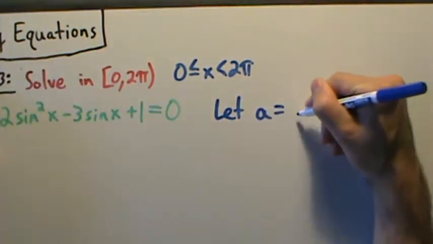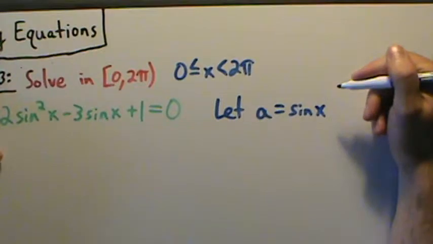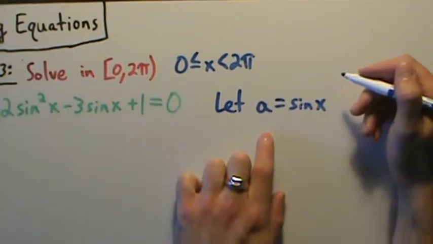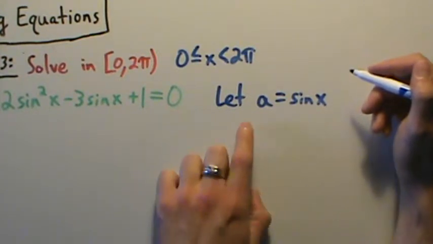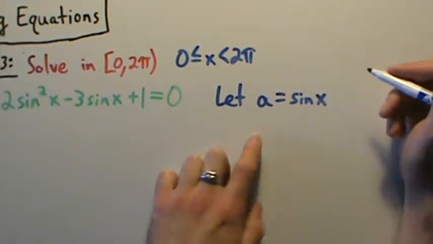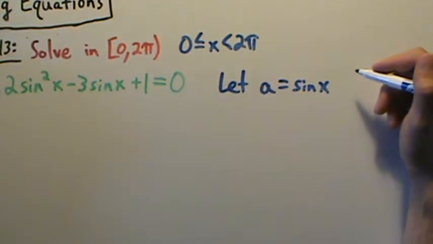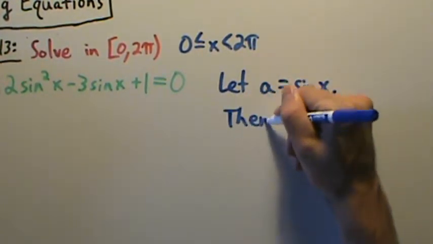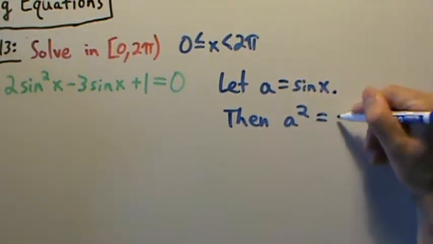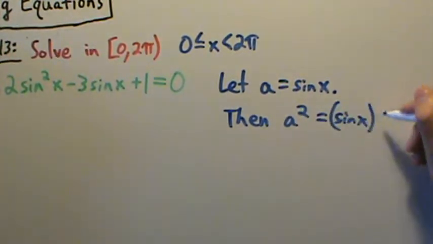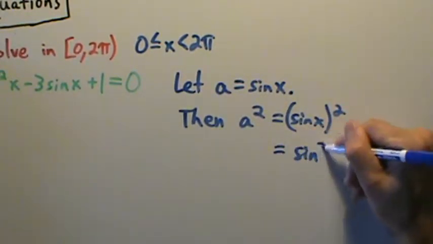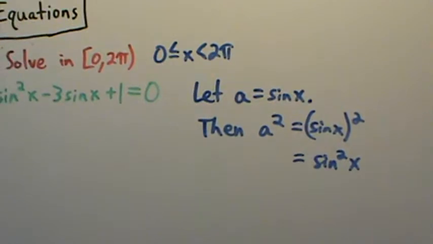let a equal sine of x. Okay, so we're going to take this sine of x and we're going to call it a. Why a? Well, why not? We'll call it whatever we want except for x, because x is already taken. But a, we'll just call it a for no real reason. We can call it whatever we want besides x. So let a equal sine of x, then a squared equals sine of x, quantity squared, right? But remember that sine squared of x is just a short way of writing that, okay? So a equals sine of x, so that means a squared is sine squared of x.